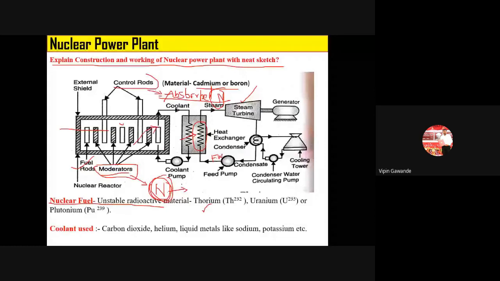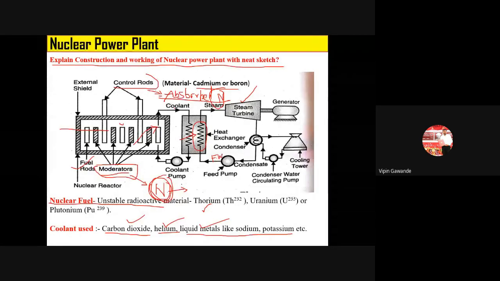Okay. So we are using coolant here. Which type of coolant are we using? Carbon dioxide, helium, or liquid metals like sodium or potassium. Out of these three, one, two, and three, you can use anything here as a coolant. Now, suppose we are using carbon dioxide.